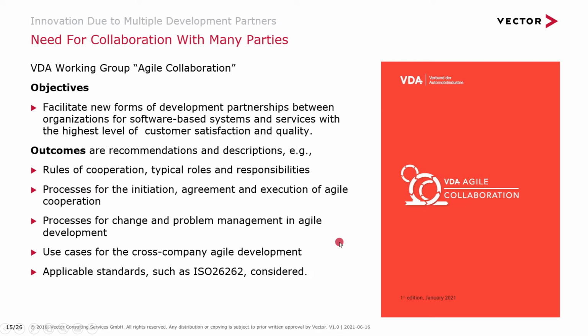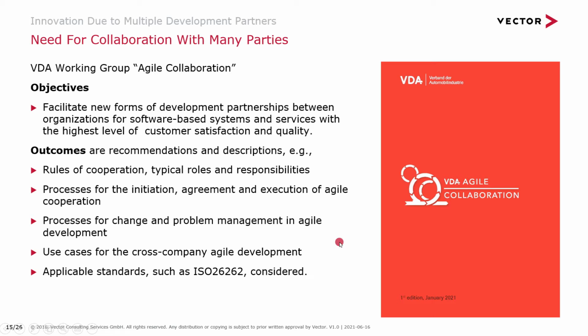So to achieve that and to guide that, there has been a working group from the VDA, Agile Collaboration. I've been part of it. The Volkswagen, BMW, Bosch, Conti, and other suppliers have been in it. And there is this freshly printed book out of this. It's really fresh. It's a nice book, and you can order it from the VDA. And the objective of this working group was to facilitate new forms of development partnerships between organizations, across organizations, not only belonging to one organization.